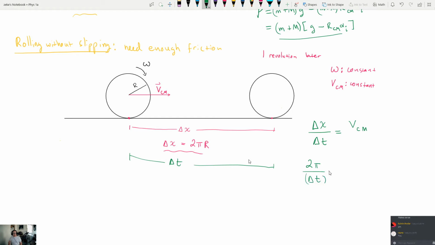So I can write this like this: 2 pi divided by delta t multiplied by r is equal to the velocity of the center of mass. And then the last thing that we can do is say that 2 pi divided by delta t happens to also be equal to its angular speed, because 2 pi is the amount of angle that it rotated through. One revolution is 2 pi, and the time it took was delta t. So we can basically replace this entire thing with just the angular speed omega, and it gives us this relationship. The velocity of the center of mass of the object is equal to the angular speed of the object multiplied by its radius. This is a really simple relationship, and this is basically one of the two conditions for rolling without slipping.